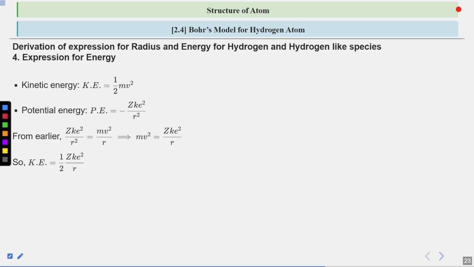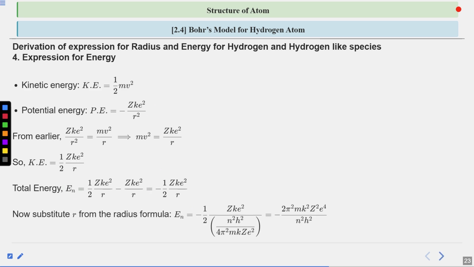What we will get is half Zke² by r. So this is the new kinetic energy if we take the equation of force and take the value of mv² from there. This is just a derivation. Take it simply and you will understand. Therefore, what is the total energy? Kinetic energy plus the potential energy. That will be calculated as minus half Zke² by r. We know the value of radius from the previous equation. Just put it here and you will get the equation for energy.